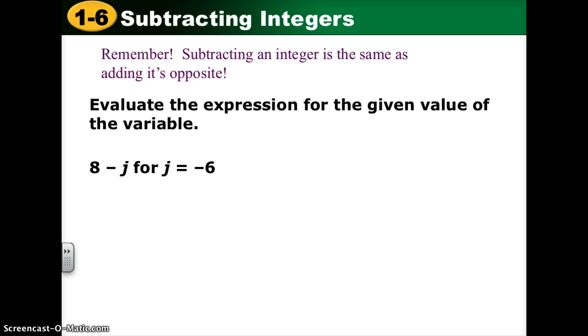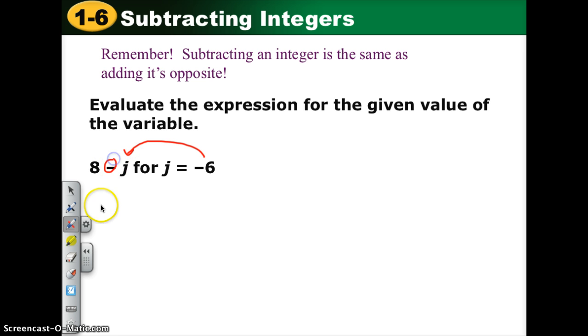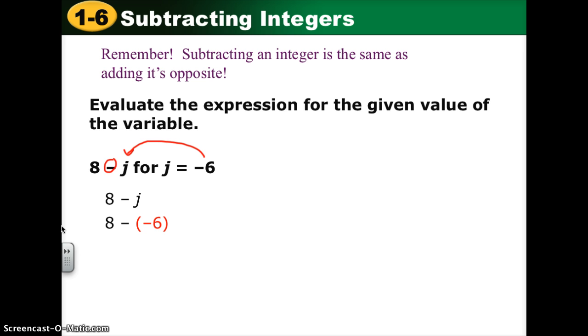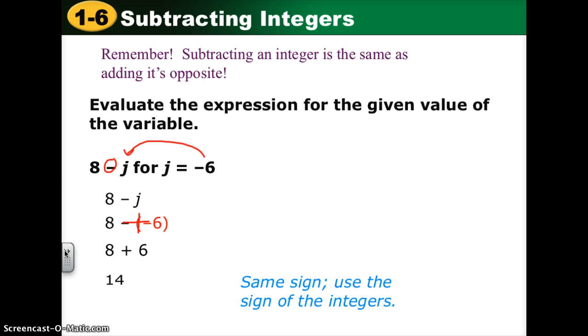We can do the same thing for evaluating, where we substitute a number in. Again, remember, subtracting an integer is the same as adding its opposite. So when we substitute negative 6 in, pay attention, because we put the whole number in place of j, and we keep the sign out front. So the first thing that happens is we get 8 minus a negative 6, which we turn into a plus sign. So it's 8 plus 6, and that equals 14.